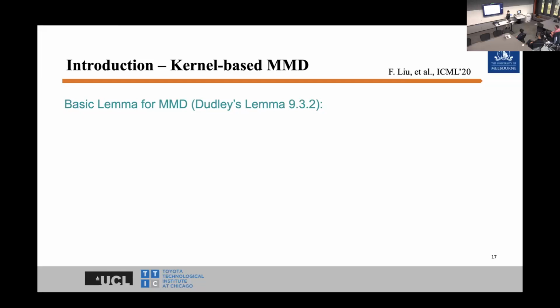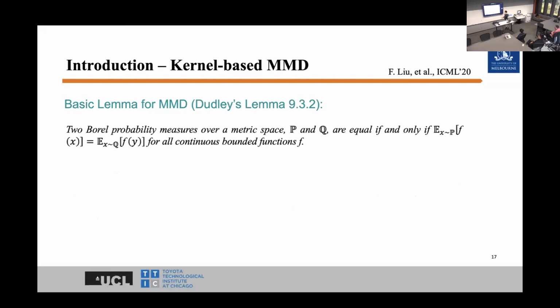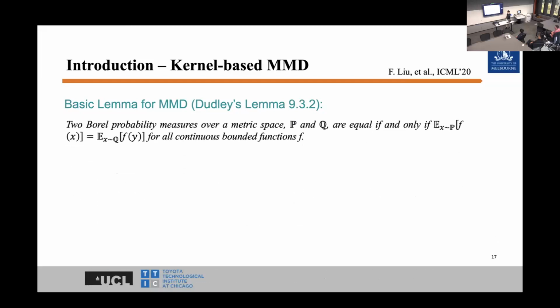It's from Dudley's lemma. This lemma says that P and Q are equal if and only if this kind of expectation is equal. Here we map X using f, and we map Y using the same f, and this f is a bounded function.